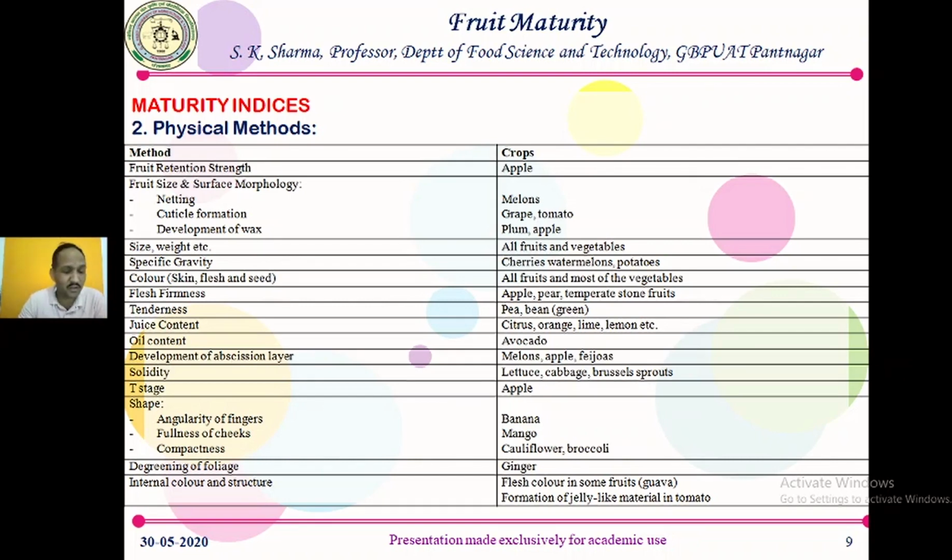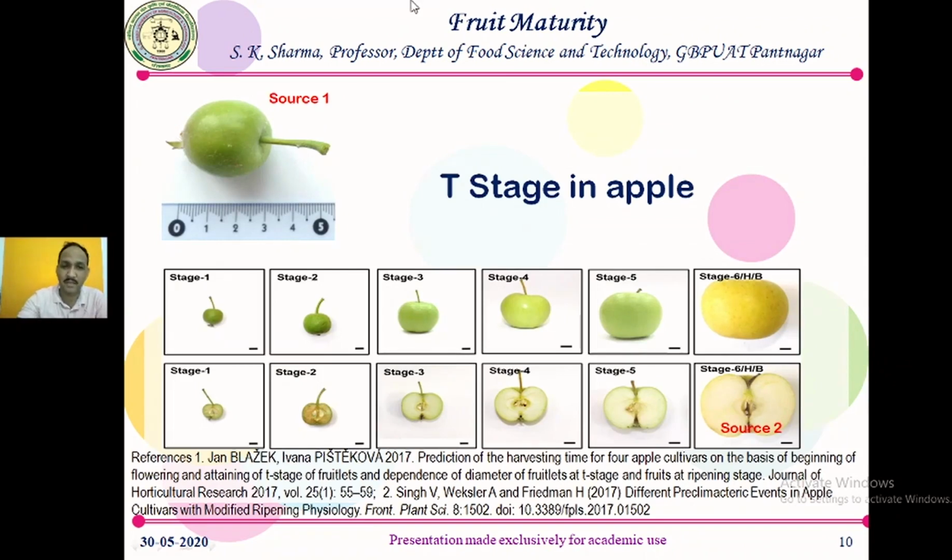So the T stage in apple, the angularity of fingers in banana. Then degreening of foliage. You would have seen in case of ginger the foliage, because ginger is an underground crop. In the underground crop, we cannot see the crop as such. We cannot see the rhizomes of ginger. We cannot see the garlic bulbs. We cannot see the onions. So in that case, we have to see the color of the above ground foliage. If it becomes yellow, it becomes weak, and it drops, it means that now we should go for harvest. That is how we can talk about so many physical methods for judging the maturity.